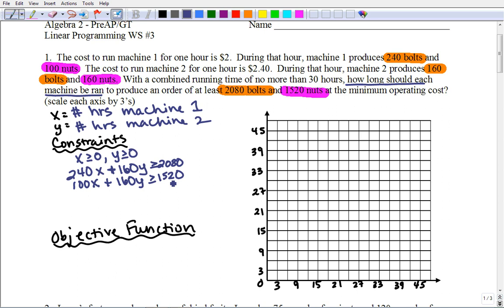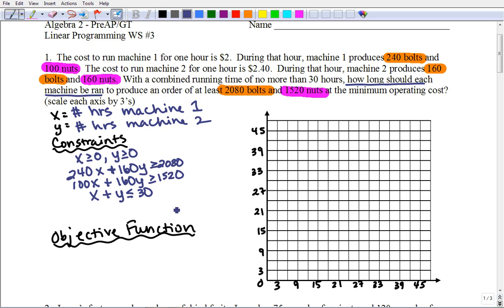Okay, and then let's see. We need a combined running time of no more than 30 hours. So that means the number of hours for machine 1 plus the number of hours of machine 2 needs to be no more than 30 hours, so that's x plus y less than or equal to 30.